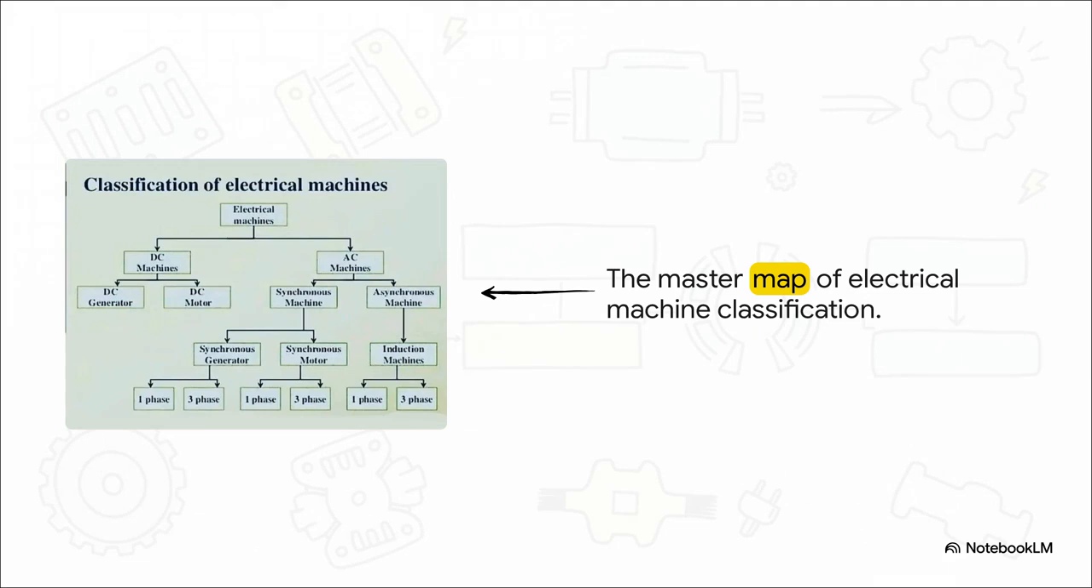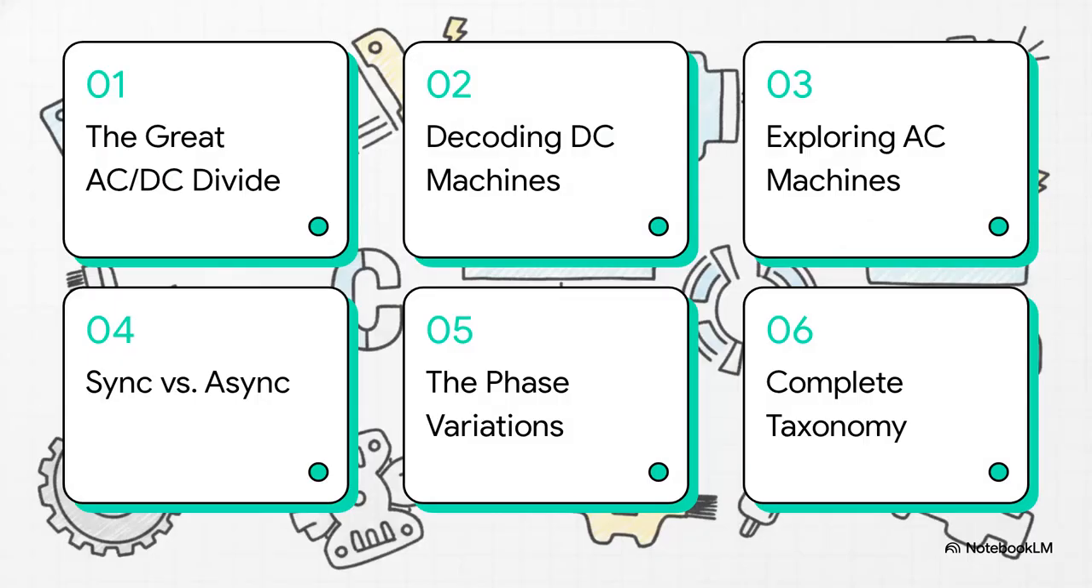This gives us a complete bird's-eye view of how every machine in this category stems from one single root. From that one starting block at the very top, everything flows downward to form these distinct, highly specialized branches. And trust me, by the time we finish today, you're going to be able to navigate this entire map with your eyes closed. Here is our agenda for the taxonomy tour. We're hitting 6 stops: the Great AC/DC Divide, decoding DC machines, exploring AC machines, synchronous versus asynchronous, the phase variations, and finally, the complete machine taxonomy.